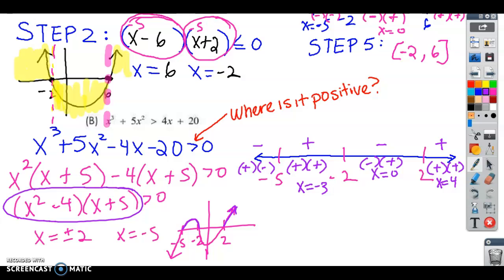Now, where is the graph positive? Where is it above 0? Not greater than or equal to. Well, it's between -5 and -2, with soft brackets because we are not including zeros, in union with 2 to infinity.